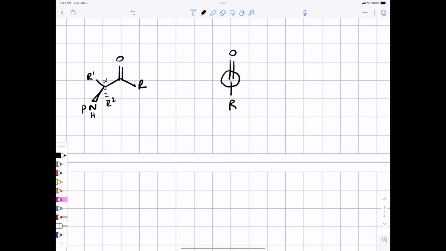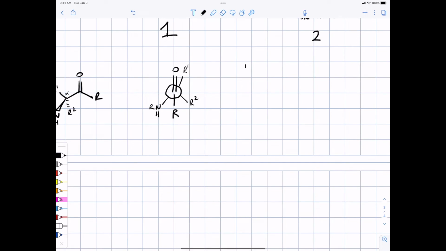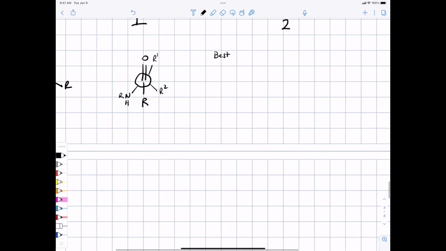Let's just redraw these things from our perspective. The nitrogen, as we've drawn it, would be here. The R1 group would be here, and the R2 group would be here. And it turns out that the best conformation for attack is the one where, independent of size, the electronegative heteroatom is at this perpendicular position.